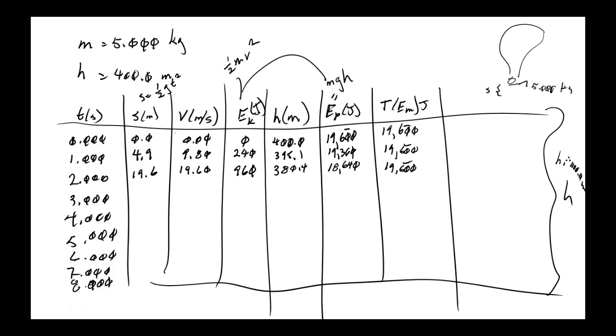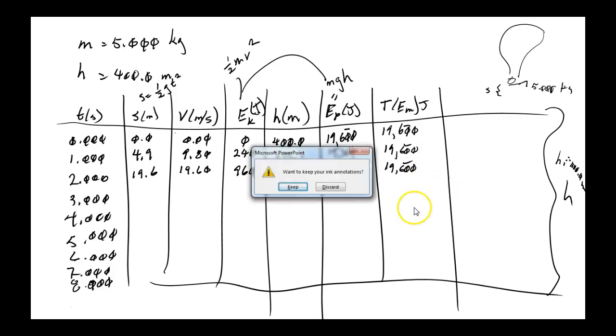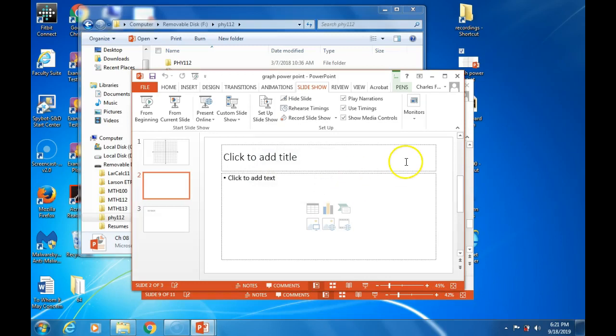h, you subtract how far it fell from 400. Potential energy, mgh, that was from this chapter. Add them together and you get total energy. That should not change. Mechanical energy should be constant. Very good, folks. You can keep on going and do the whole table if you'd like. Or not. So if you're okay with it, we'll discard that. All right. Thank you so much.